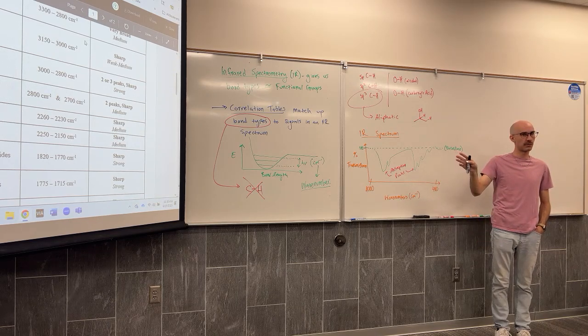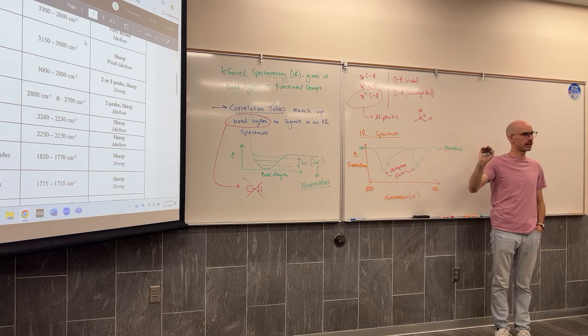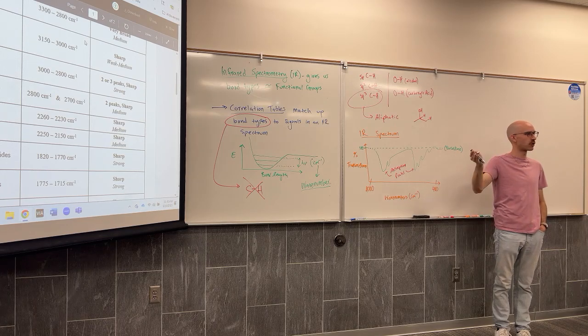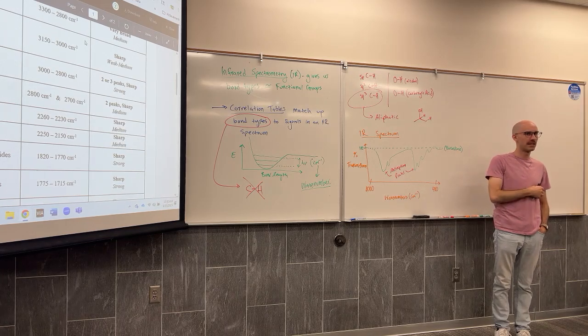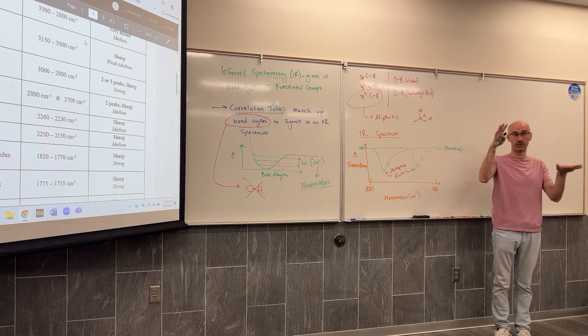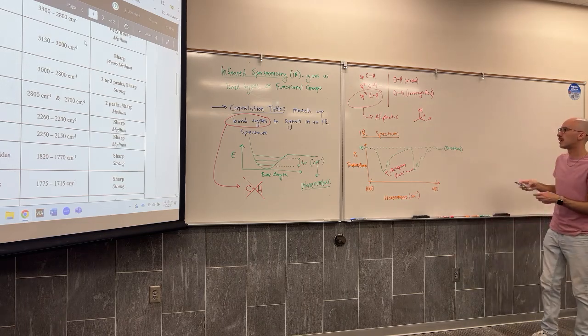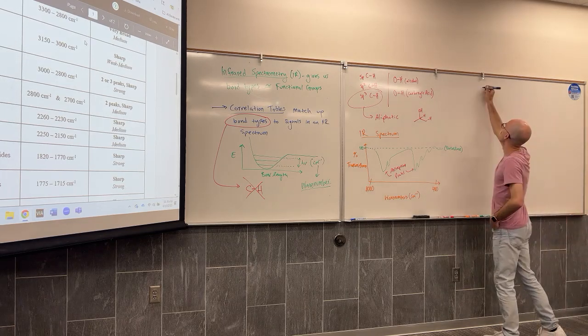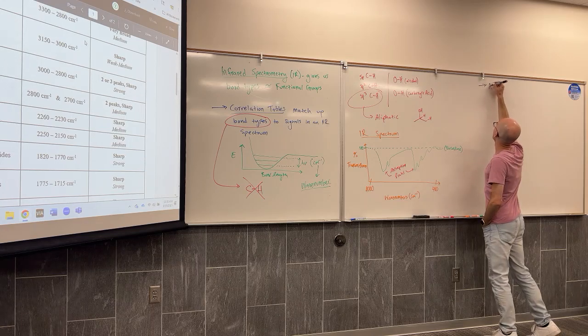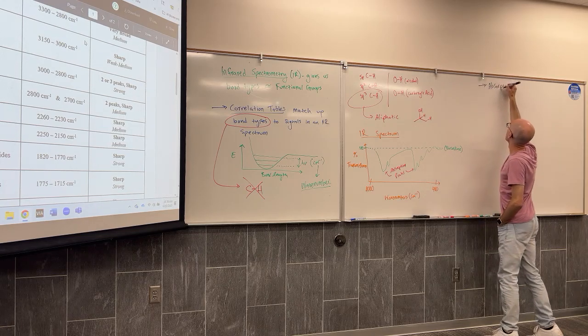Not all correlation tables are. You can find other correlation tables that are organized by functional group or bond type. And in that case, the frequencies are all over the place. But let's start there with absorption frequencies.